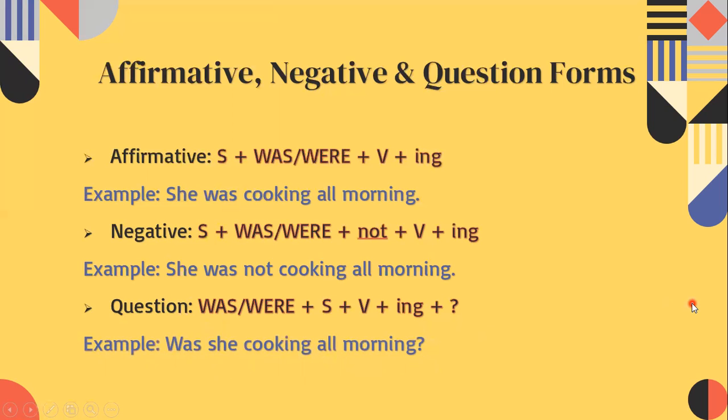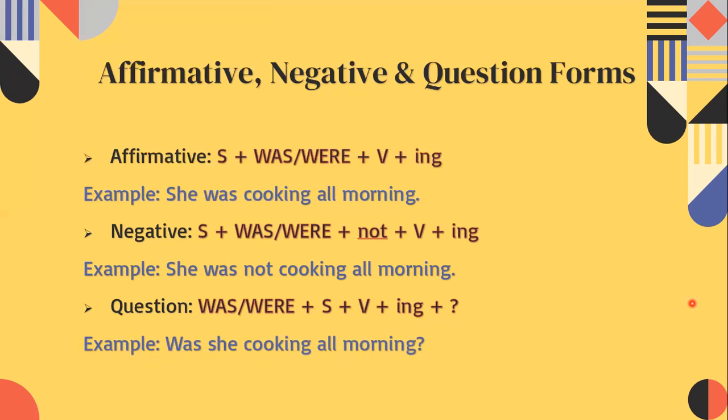Okay. So again, affirmative sentence is the simple sentence case, subject, verb to be in the past, which is either was or were based on the subject, whether it's singular or plural. Singular subjects take was, and plural subjects take were. Then the verb, then ing, like she was cooking all morning.